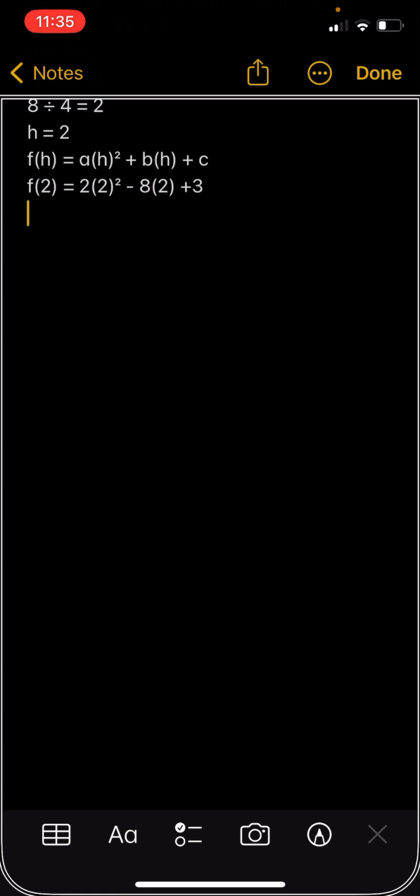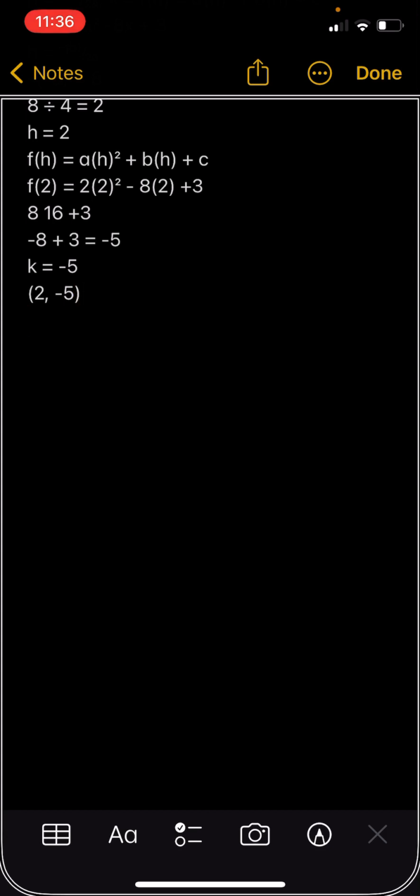Simplifying, 2 squared will give us 4, 4 times 2 will give us 8. Negative 8 times 2 will give us a negative 16, and then we simply bring down the positive 3. Simplifying further, if we subtract 16 from 8, we get a negative 8. And if we add that to a positive 3, we get a negative 5. So then k is equal to negative 5. So we have found our h and k values. We can rewrite that as 2, negative 5. That is using the first formula.